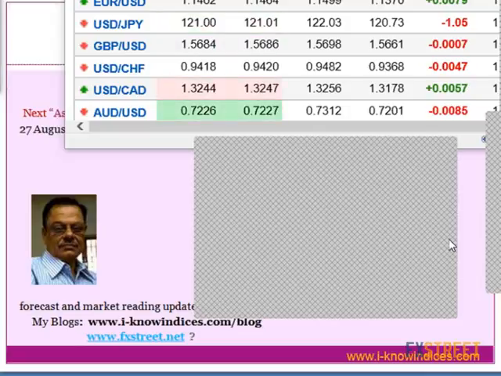Then Radhakrishnan asks, Euro GBP may visit the 76 area. Yes, Euro GBP will gain to 74 to start with. Can you show the slide of the expected range? I will show the slides again.